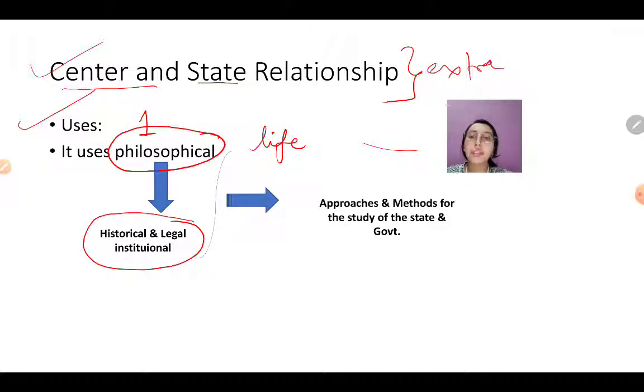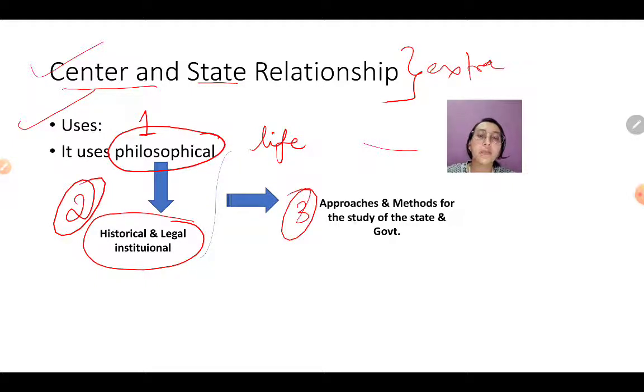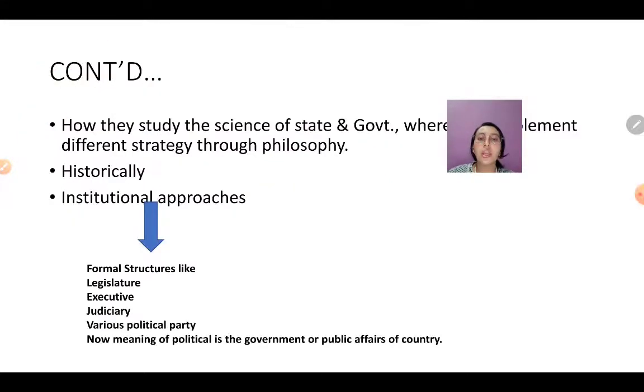Apart from that, number one is philosophical, number two is historical and institutional, and number three is different methods for the study of state and government. These are the three things that you need to write when you give the meaning of traditional political science. Number one is philosophy related to life, number two is historical and legal institutions totally based on rules and regulations, and third is approaches and methods of study of the state and government.